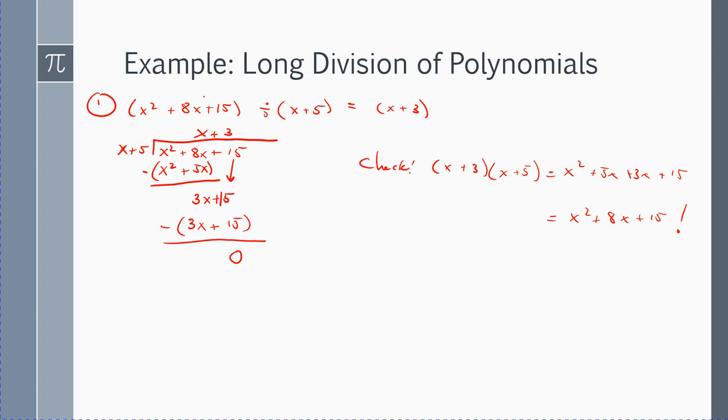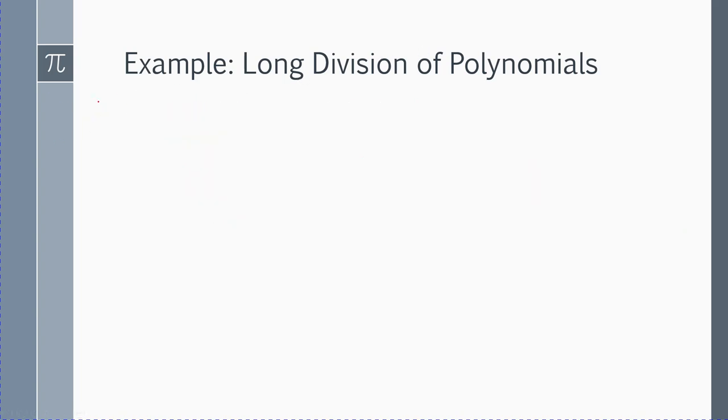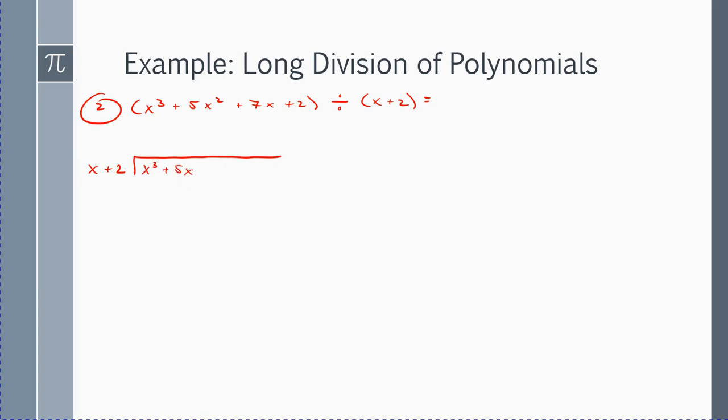All right, so I know it seems a little confusing. So what I'm just going to do is I'm just going to do 2 more examples so you can kind of see this process. Okay? Let's take this one. Let's take x cubed plus 5x squared plus 7x plus 2. And let's divide this by, let's go x plus 2. Okay, so you're going to set up your long division. So you have x plus 2, and then you have x cubed plus 5x squared plus 7x plus 2.